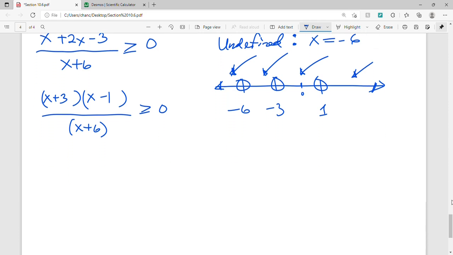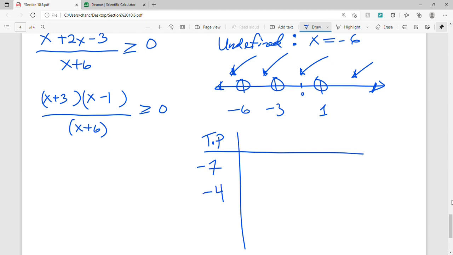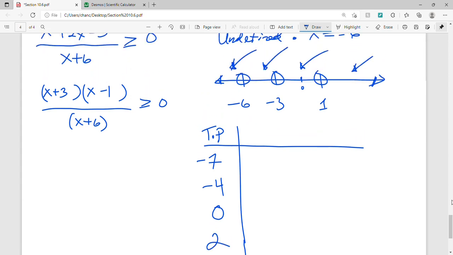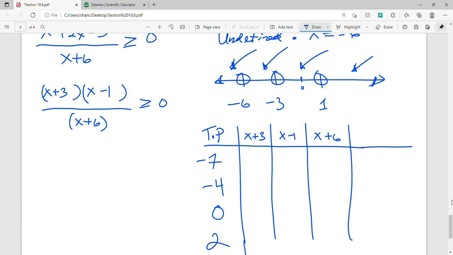Let's make a sign chart so we can find our solution. Let's pick the test points here. I'll pick negative 7. Between negative 6 and negative 3, we'll pick negative 4. Between negative 3 and 1, let's pick a 0. To the right of the 1, let's pick 2. On the top, we'll have our factors, x plus 3, x minus 1, x plus 6, and on the right, we put all of the factors so we can find the sign of the overall expression.